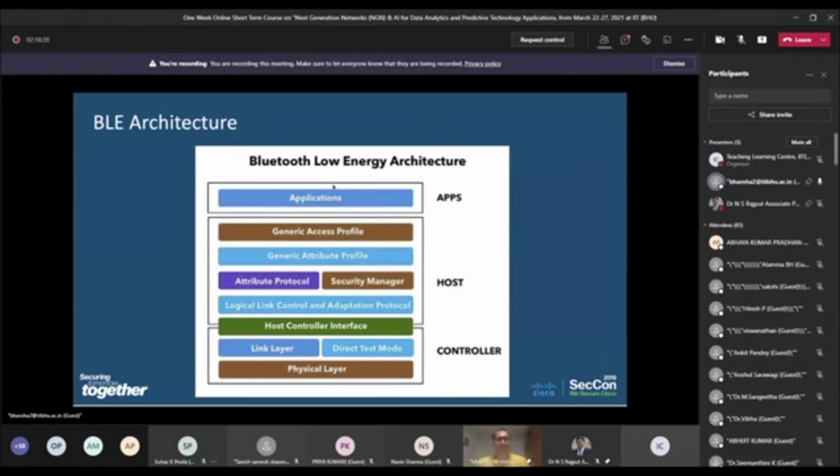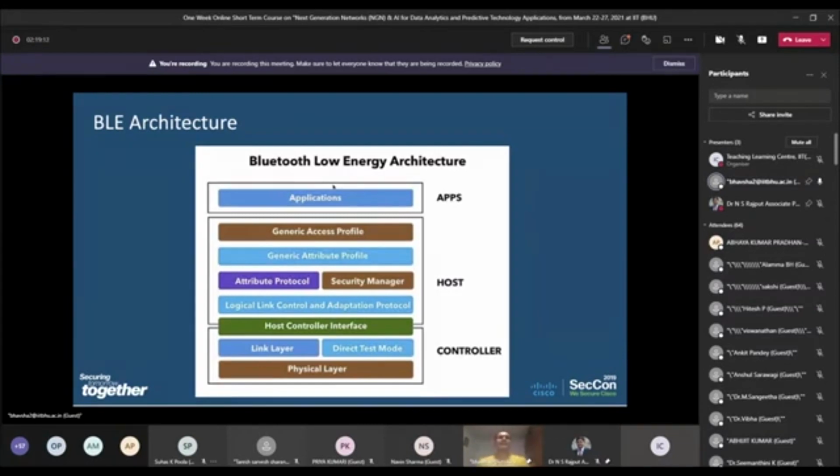Okay, so let's understand what a BLE architecture is. As you can see, there are basically three classifications: controller, host, and apps. Let's start from down to top. In the controller, what you see is nothing but the physical layer. As we saw in the previous slides, what is the physical layer? Basically, the layer at which your actual device resides.